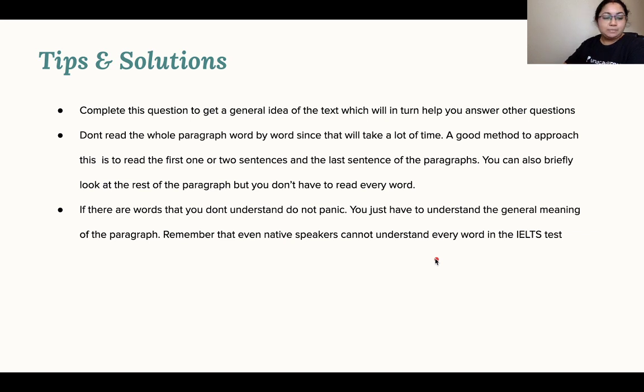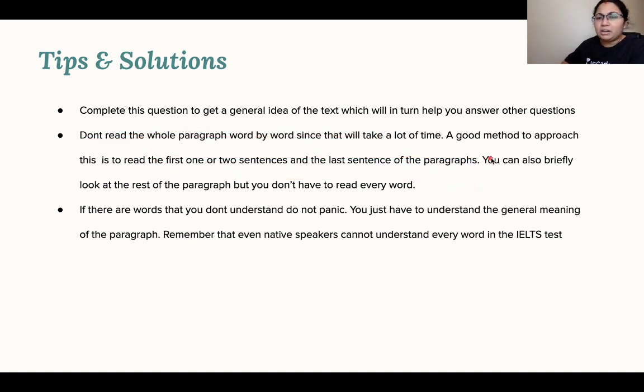All right. Some tips that I think you can go over: first, complete this question type, which is matching headings, to get a general idea, because it will help you answer much faster. So if you find this question type in your exam or your test, finish this question type first. It will save a lot of time for you.